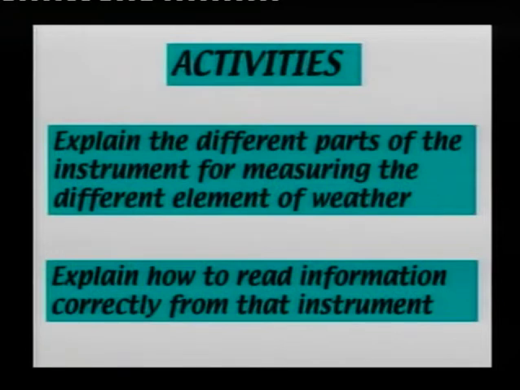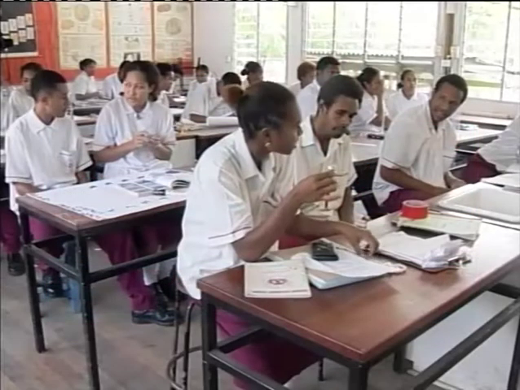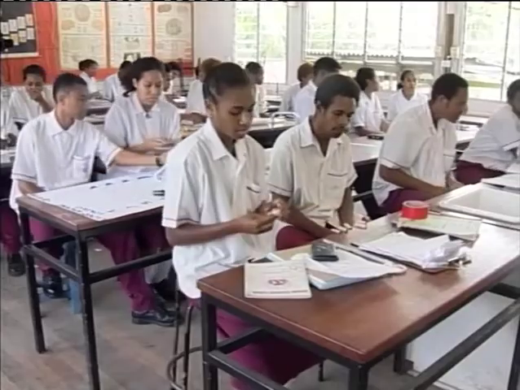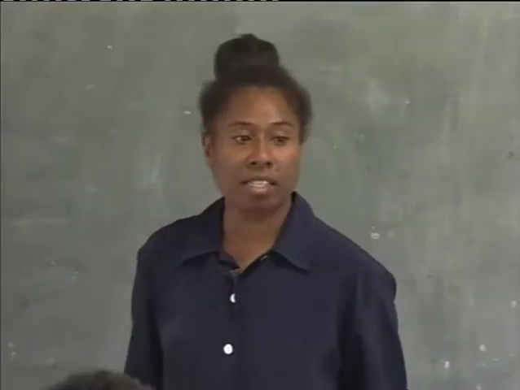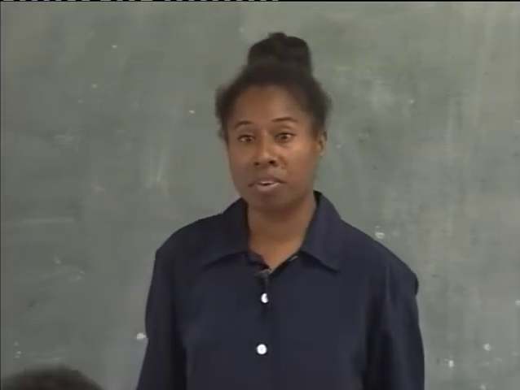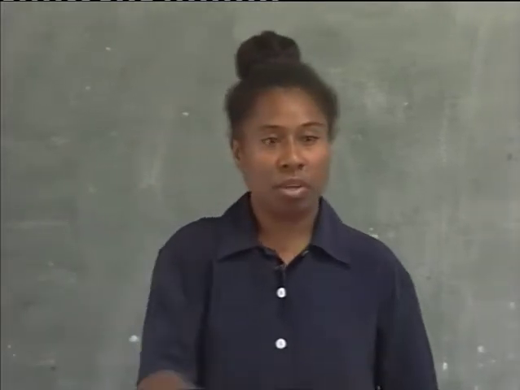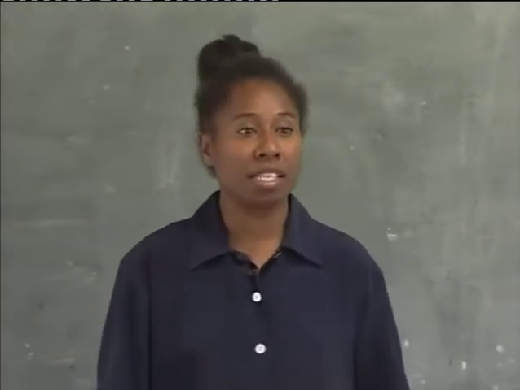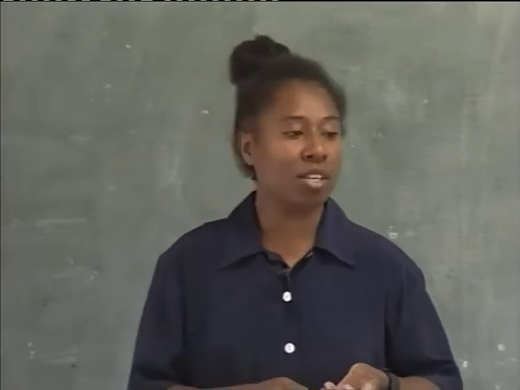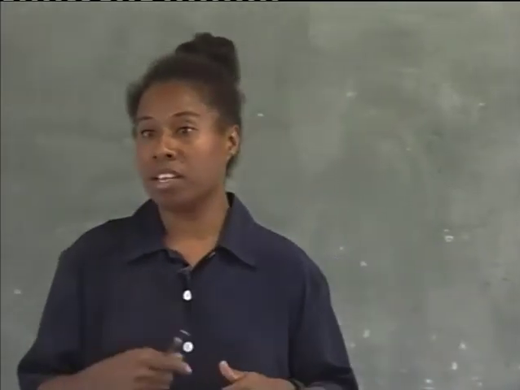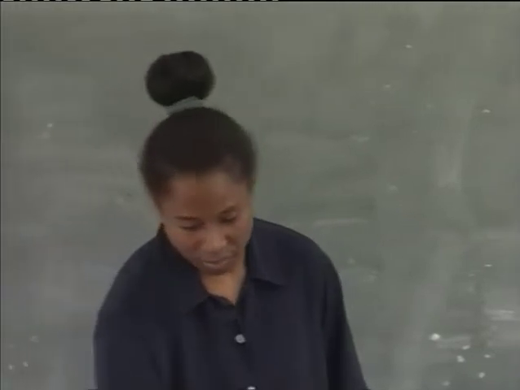Also, in your groups, you were supposed to explain how we can actually read information correctly from that particular instrument you were allocated to work on. So I am now going to hand over to the different groups for your presentation, and your presentation should at least explain the uses of those different instruments used for recording and measuring the elements of weather. We'll start off now with our first group, and our first group will tell us what element they have been assigned to work on, and also explain to us the different instrument and how to read information from that particular instrument. Okay, first group.